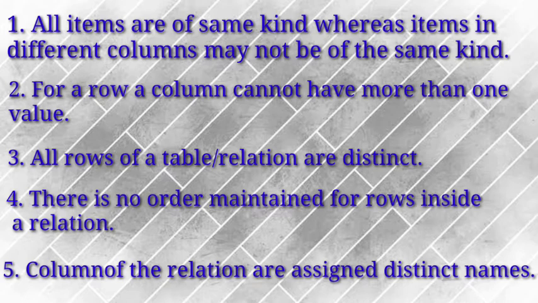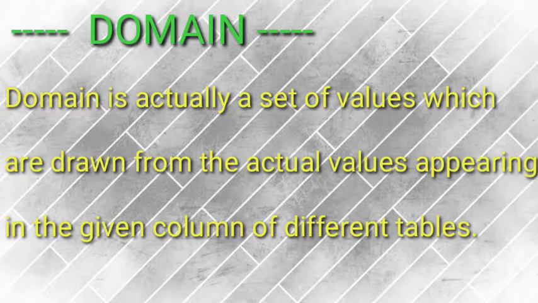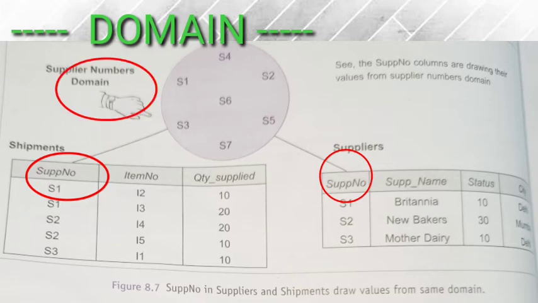Now let us look into some other terminology, which is domain. Domain is actually the set of values which is drawn from the actual values of two different tables or many tables. For example, there are two tables containing the same unique field, for example a supplier number field. You write a query to access the information from both the tables, accessing the value through that particular field. That is called a domain.